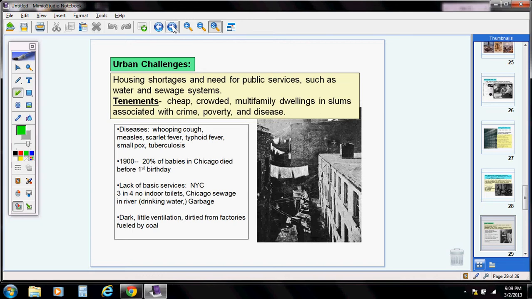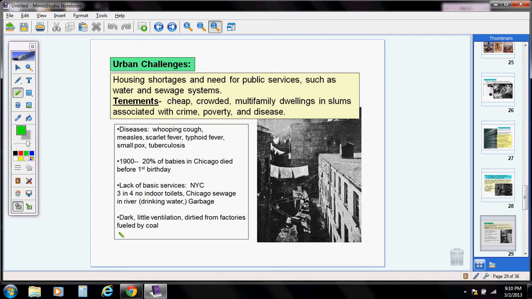Life in the cities for new immigrants presented a lot of challenges. There were housing shortages and a desperate need for public services such as water and sewage systems. Immigrants would live in so-called tenements, which were multi-family dwellings that were cheap and crowded, and oftentimes associated with crime and poverty and disease. And of course, these are some of the statistics about life in the tenements. Very unhealthy, very dark, very rough life.